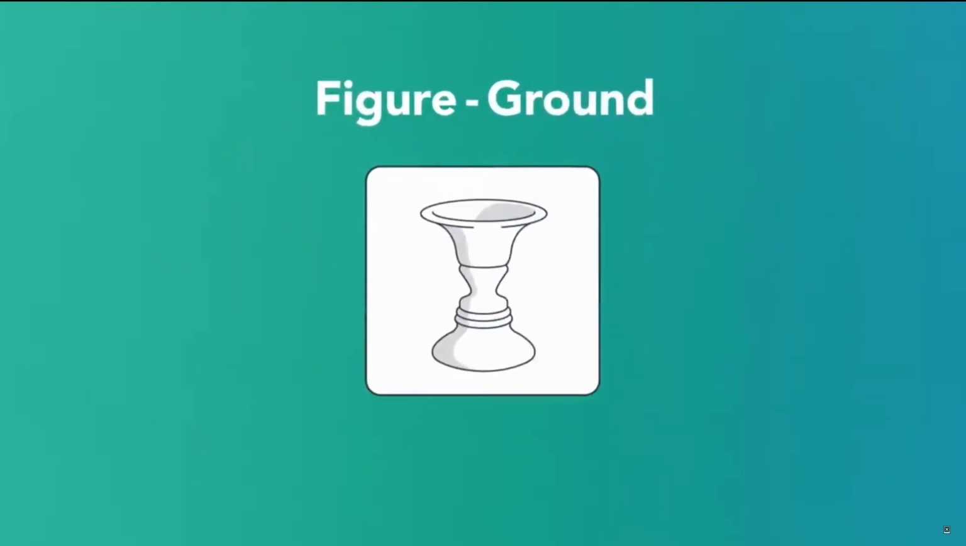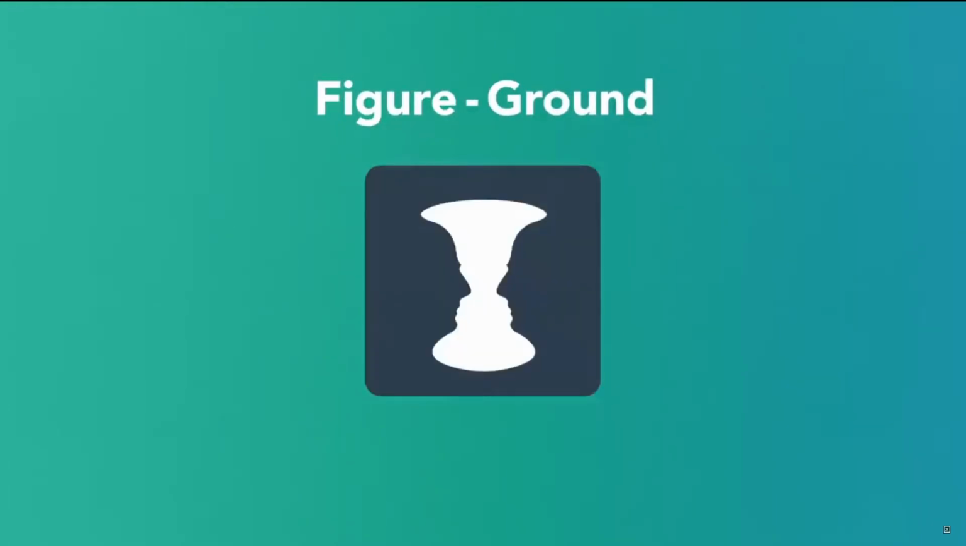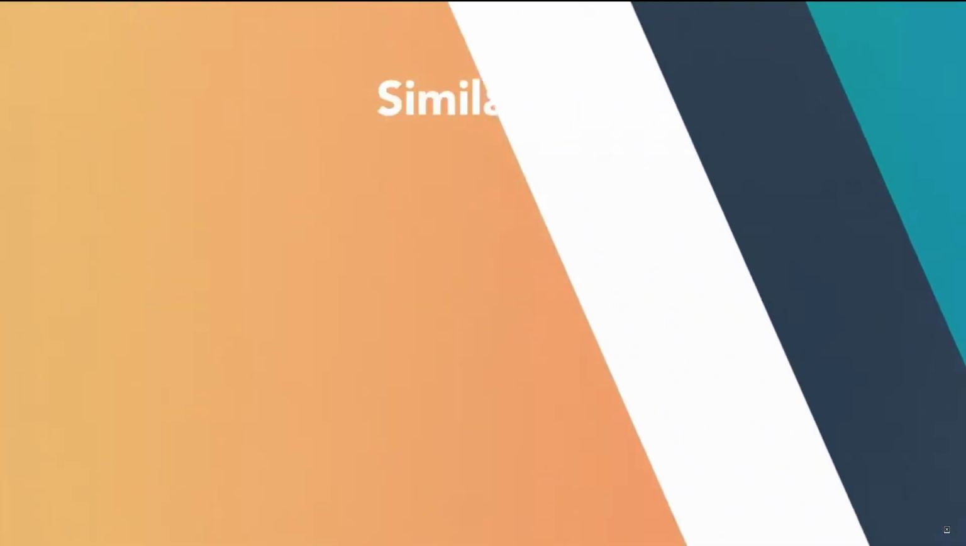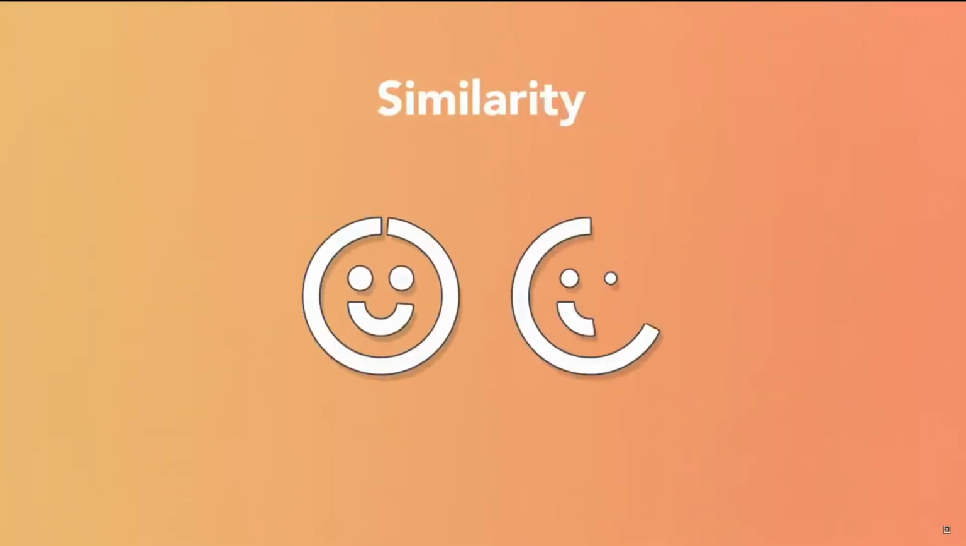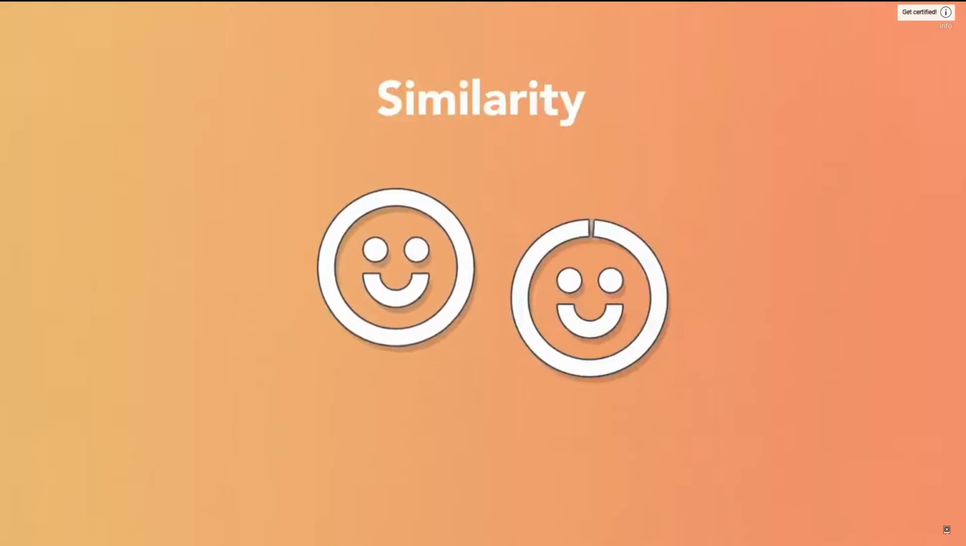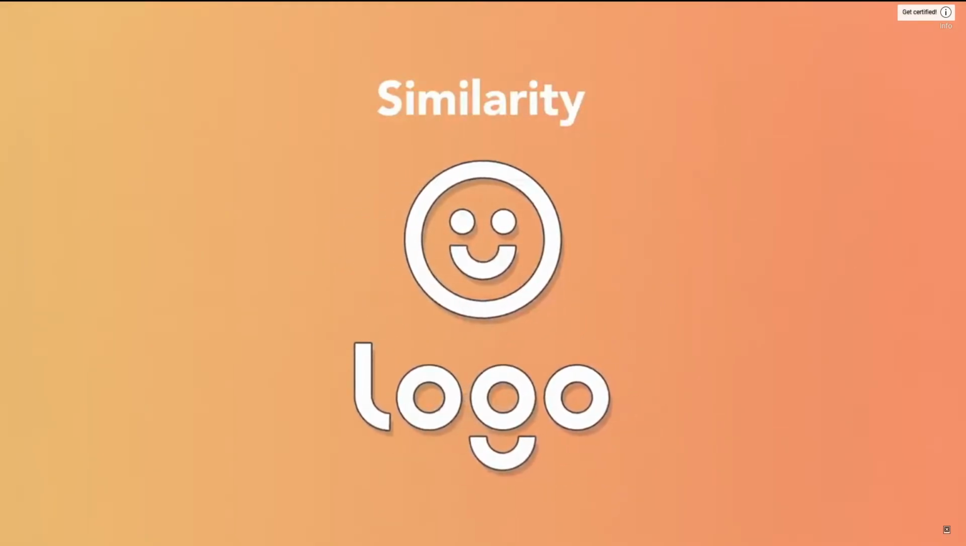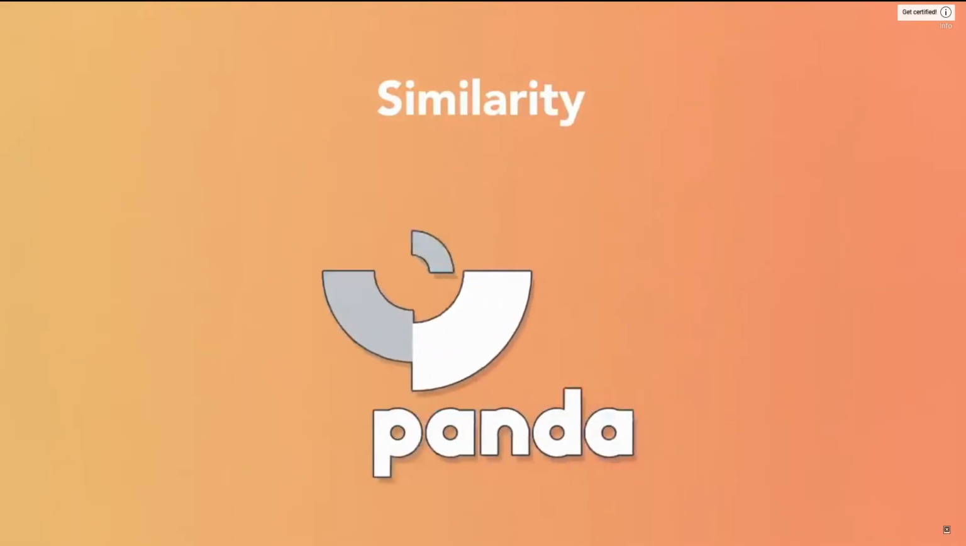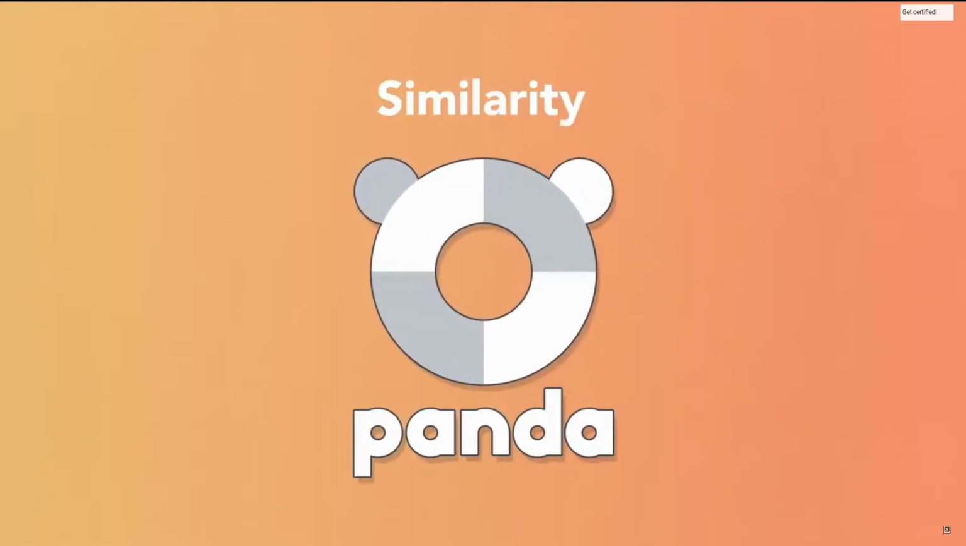Figure ground. The thought that when we look at a scene, we separate objects so that some are the focus, or figure, and others are the background. Similarity. The notion that we place objects with similar characteristics in a group. These characteristics could include color, size, font, shape, texture, and more.